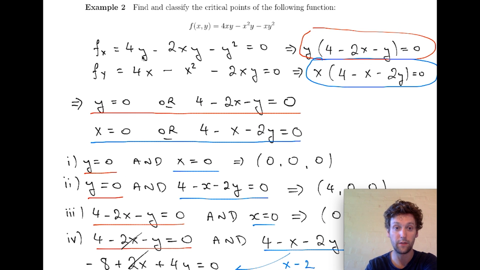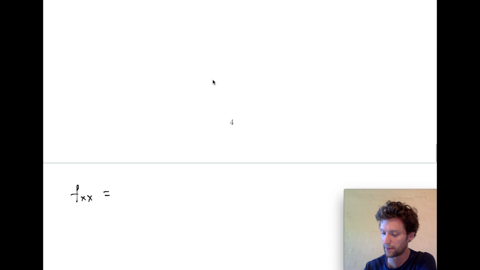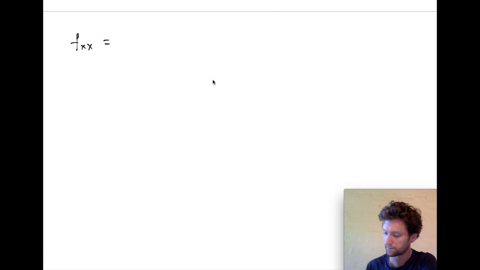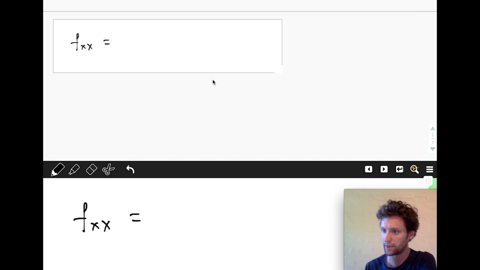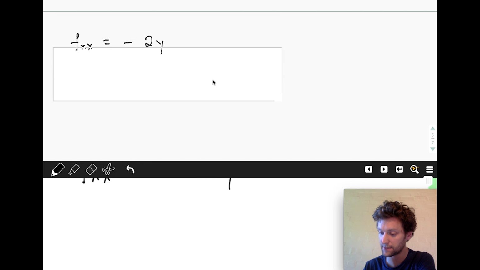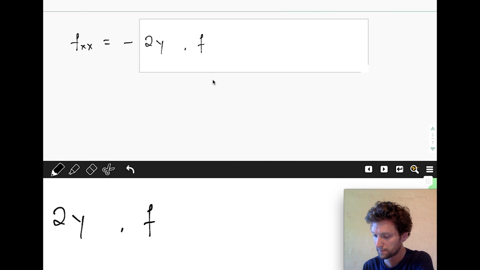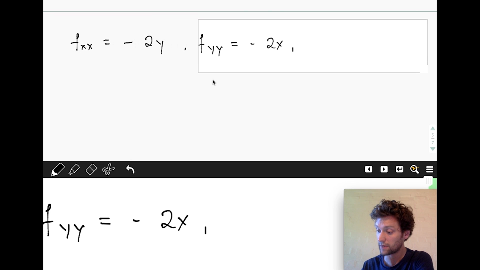So my first derivatives are given here, so I can calculate my second derivative straightforwardly from that. The second derivative with respect to x is going to be given by minus 2y. The second derivative with respect to y will be given by minus 2x.